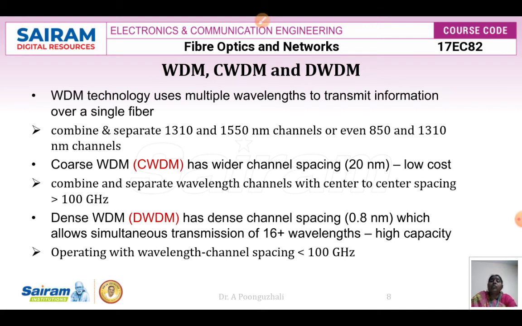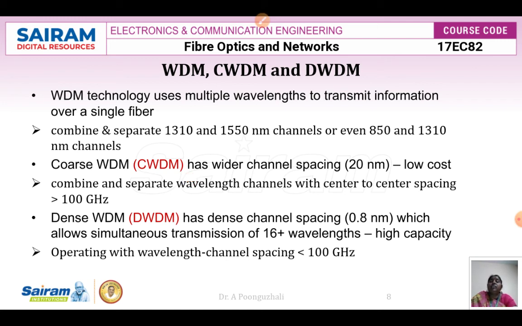Next is coarse wavelength division multiplexing. In coarse wavelength division multiplexing, we have a wider channel spacing, around 20 nanometers. Here it is low cost because low cost optical sources are used. We combine and separate the wavelength channels with center to center spacing greater than 100 gigahertz.